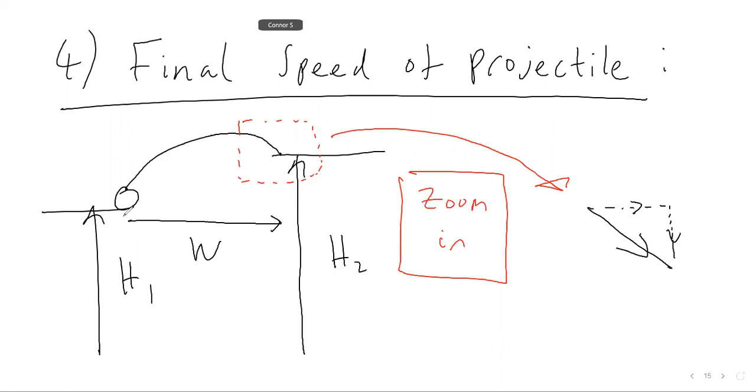Again, we've got our setup here. We start at a height of h1 above the ground. We want to get to this platform here, which is at a height of h2 above the ground, and a horizontal width of w. So let's zoom in to this part here. We've got this final speed v, which is our final speed, and then we've got our components: the final speed horizontally, and the final speed vertically.